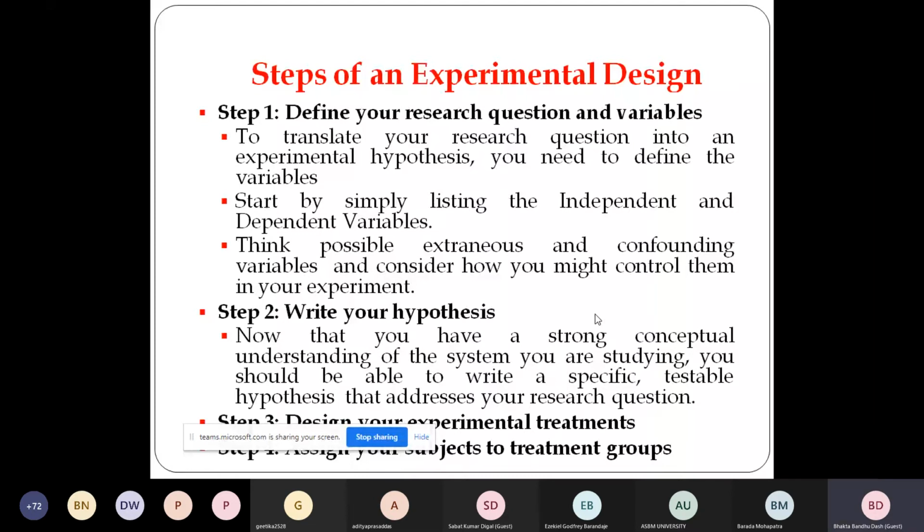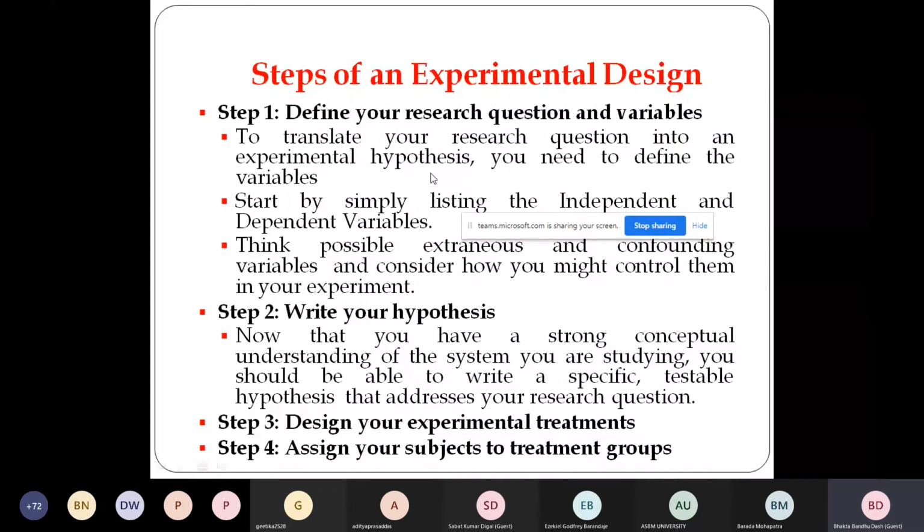And whenever you establish your experimental design, there are specific steps you need to adopt. First step, define your research questions and variables. As I told you, this is absolutely essential. Your research question must be absolutely pertinent. It has to be objective focused, very directive, and intervening in nature.